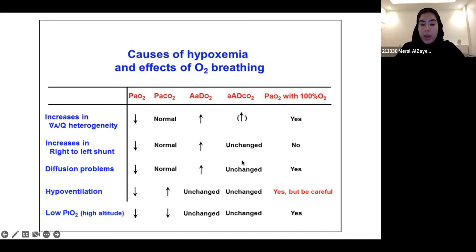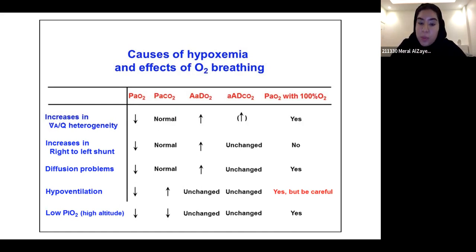How do we differentiate between these 3 causes, which are VQ mismatch, right to left shunt, and diffusion problem? We can differentiate between them by giving 100% oxygen to the patient. Let's say a patient presents with hypoxemia, and we already excluded hypoventilation and low partial pressure of inspired air, because the partial pressure of carbon dioxide appeared normal. We have 3 differentials: VQ mismatch, right to left shunt, and diffusion problem. How do we differentiate between them? We give the patient 100% oxygen.